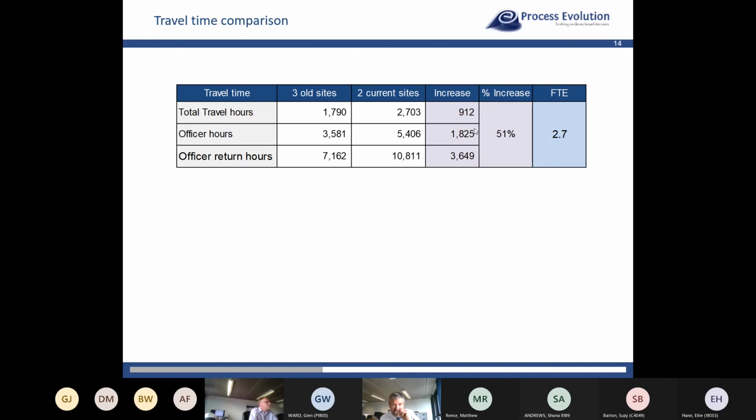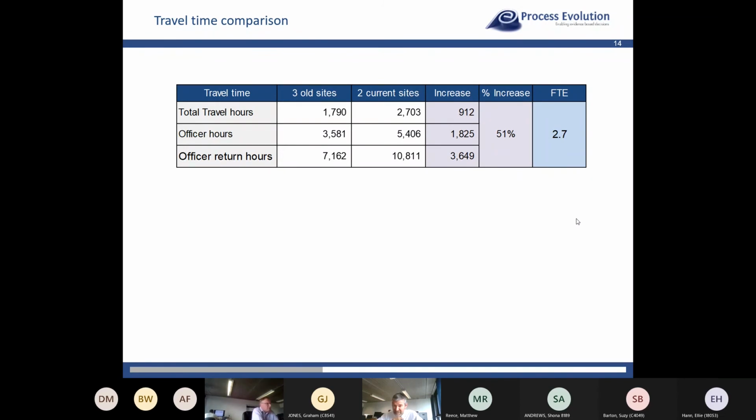And then actually, if you think about it again, the police car's got to go from arrest to custody, and then it's got to go back out on duty to where it came from, either to continue its patrol and response or to recover witness statements and CCTV evidence from where they made the arrest. So actually we take the travel distance, multiply it by 2 for 2 officers, and then multiply by 2 again for 2 journeys. And that gave us a figure of 3,649 additional hours, or an increase of 51%. And that equated to 2.7 full-time equivalents.